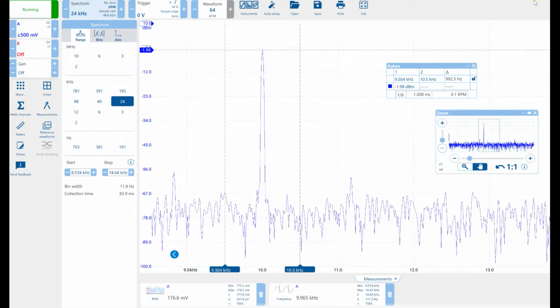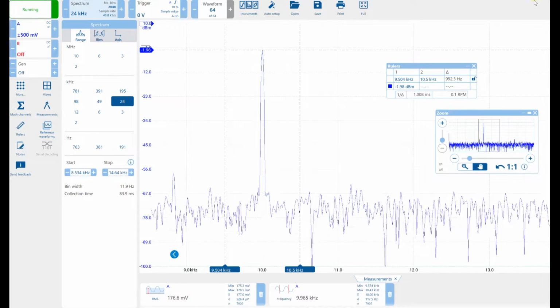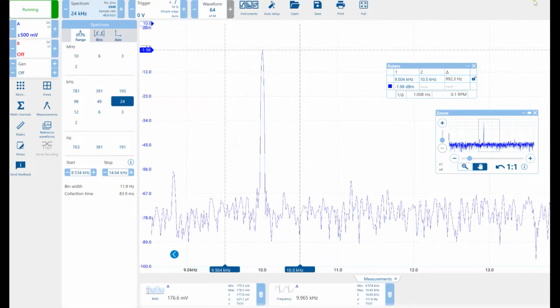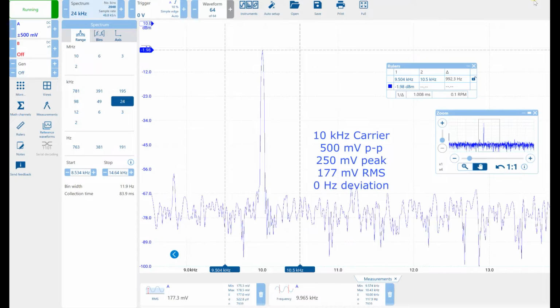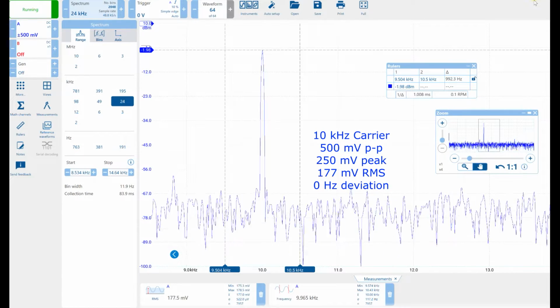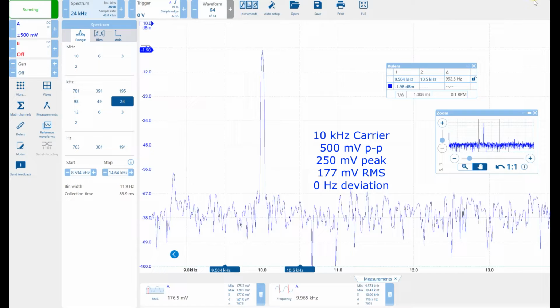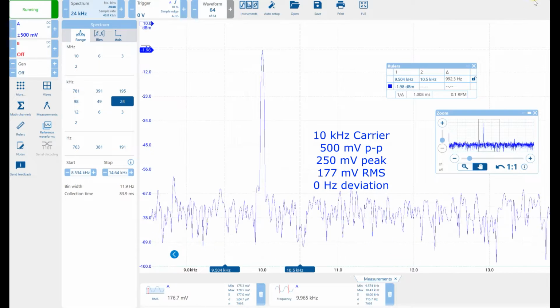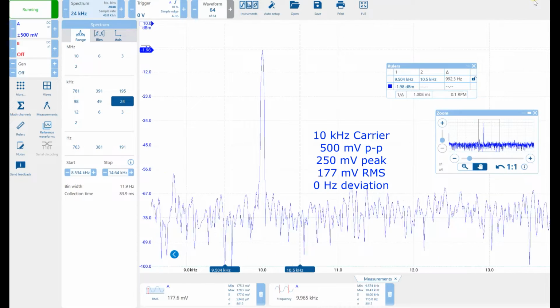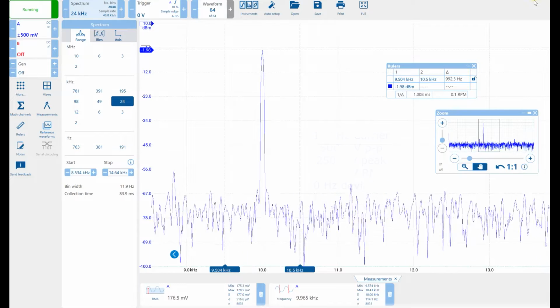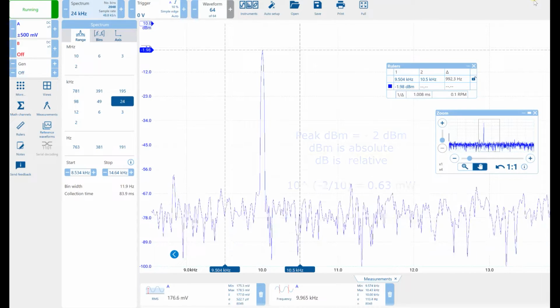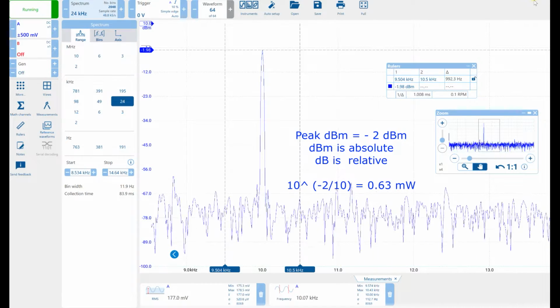So to start with, what I've done here is I've set the carrier to 10 kilohertz, and you can see that at the bottom. And on my generator, I've set the FM frequency to 100 hertz and the deviation frequency to 0 hertz. So the carrier signal does not change. It's actually staying at 10 kilohertz all the time.